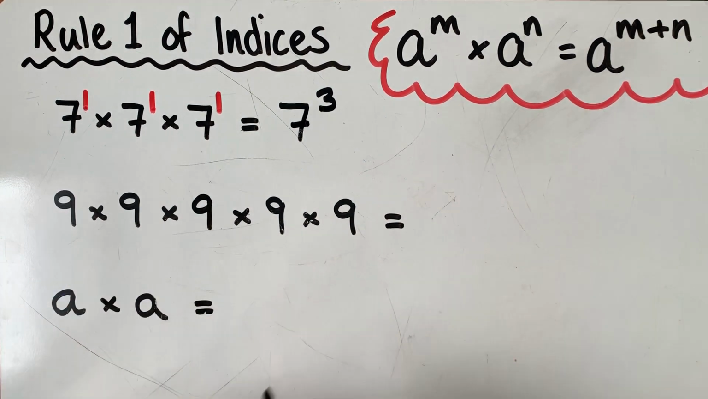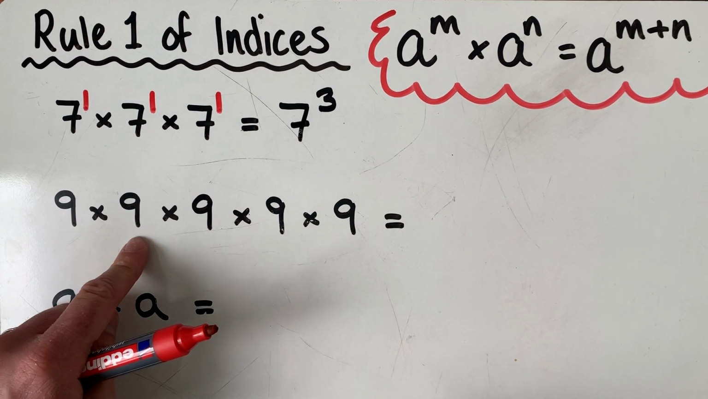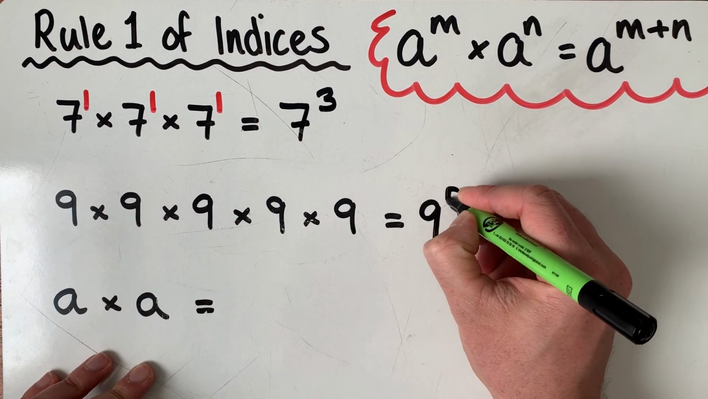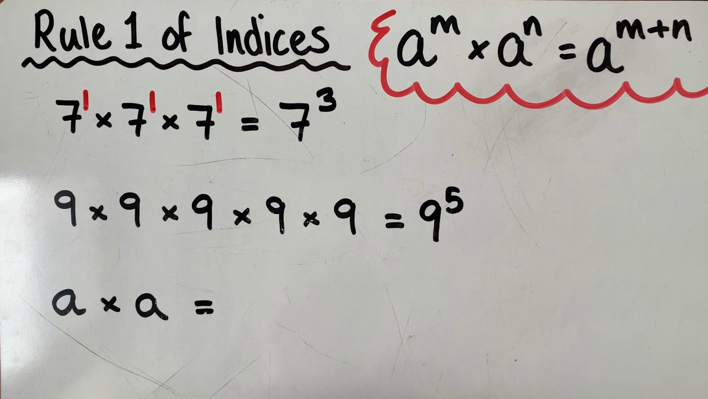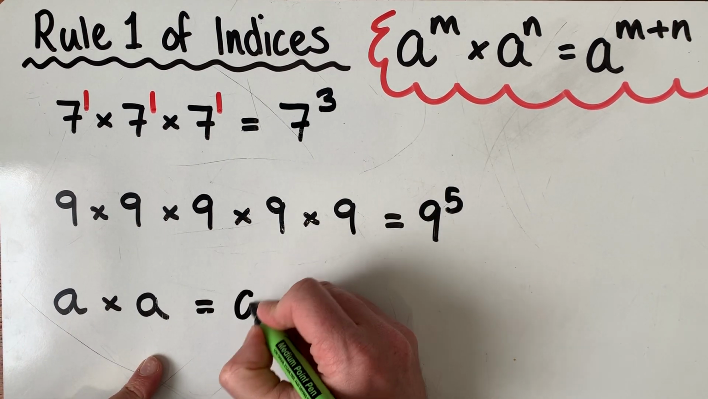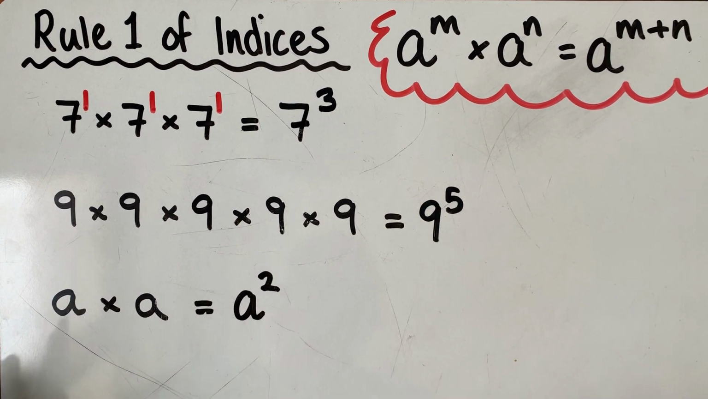Okay, we're going to take the second example now. We've got these 9s. How many of these 9s are multiplying? We've got 1, 2, 3, 4, 5. And so we're going to write that as 9 to the power of 5. And then similarly, down here with this last one, we've got some letters multiplying. They're the same, and that's really important. How many of those letters? We've got 2 A's multiplying together. And we know this already as A squared.